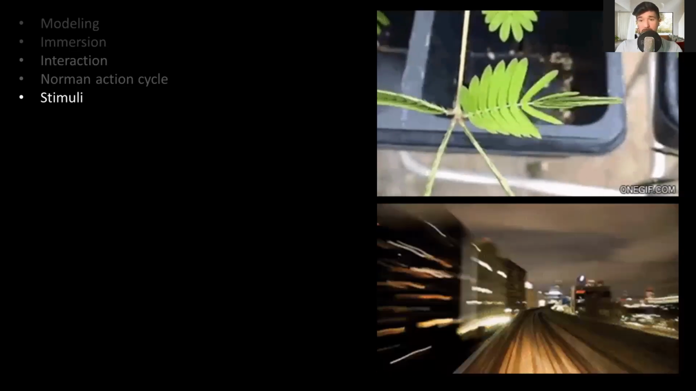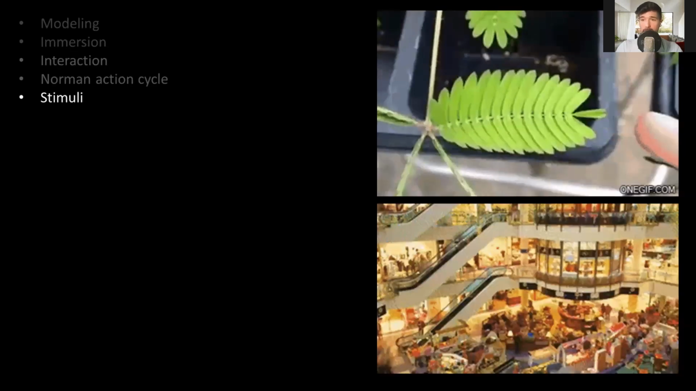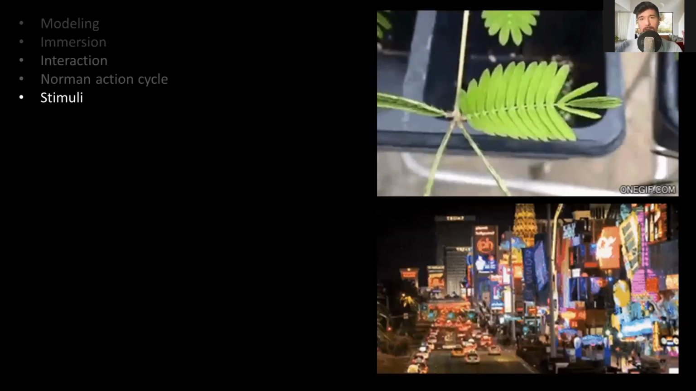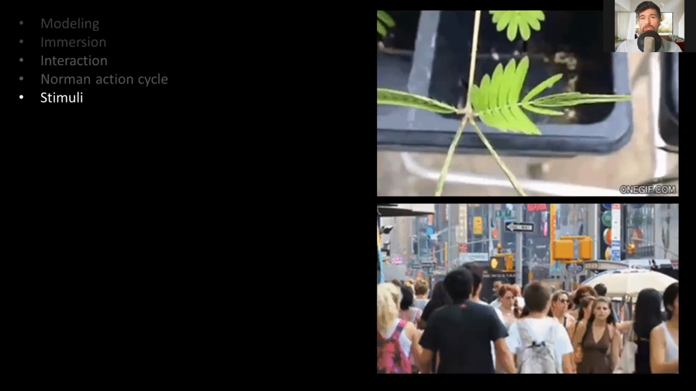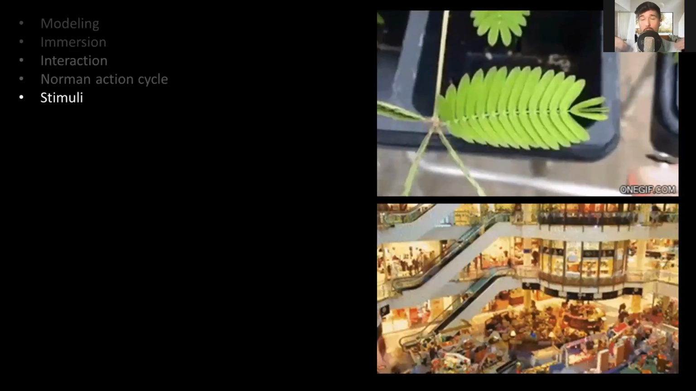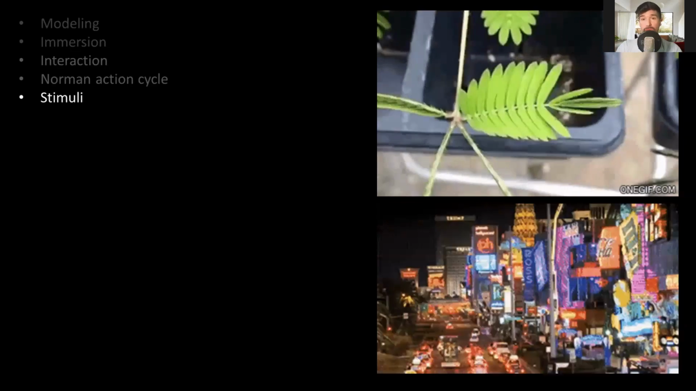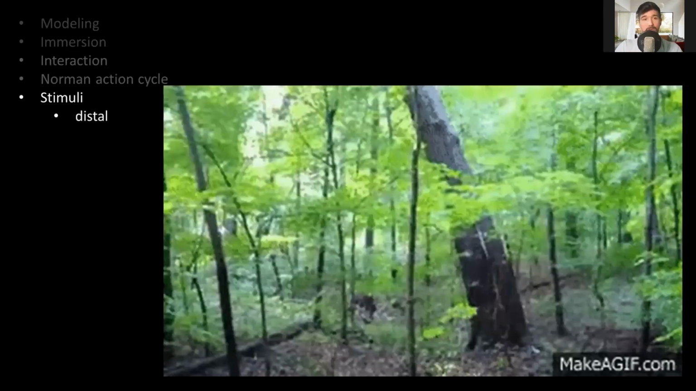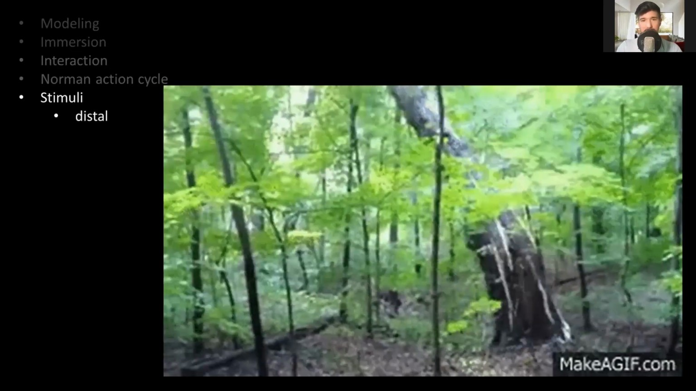It can be seen with plants, with people, animals, whatever, but it's a broad topic, and we will just look at it from the scope of the reality virtuality continuum and our physiological needs in this case. So the first is the distal stimuli.